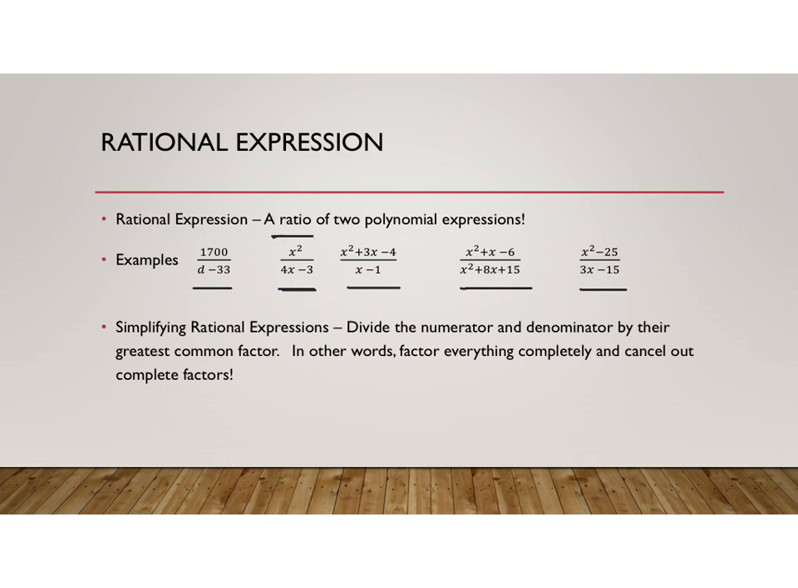So today we're going to work on simplifying these rational expressions. And to do that, you're going to divide the numerator and denominator by their greatest common factor. So in other words, we're going to factor everything completely and cancel out complete factors. Now, we've spent a lot of time factoring this year. Hasn't been the easiest concept. But remember our steps. Step number one, always take out the greatest common factor.